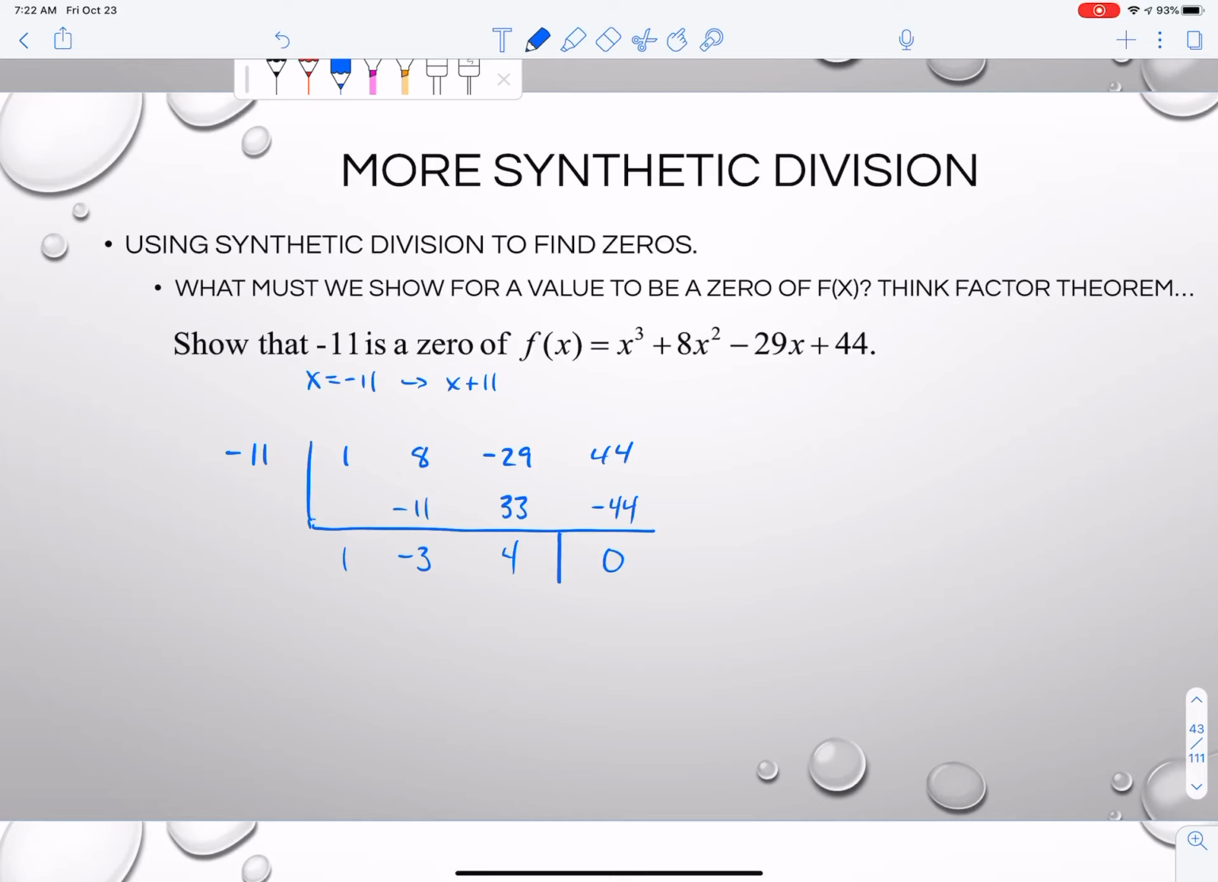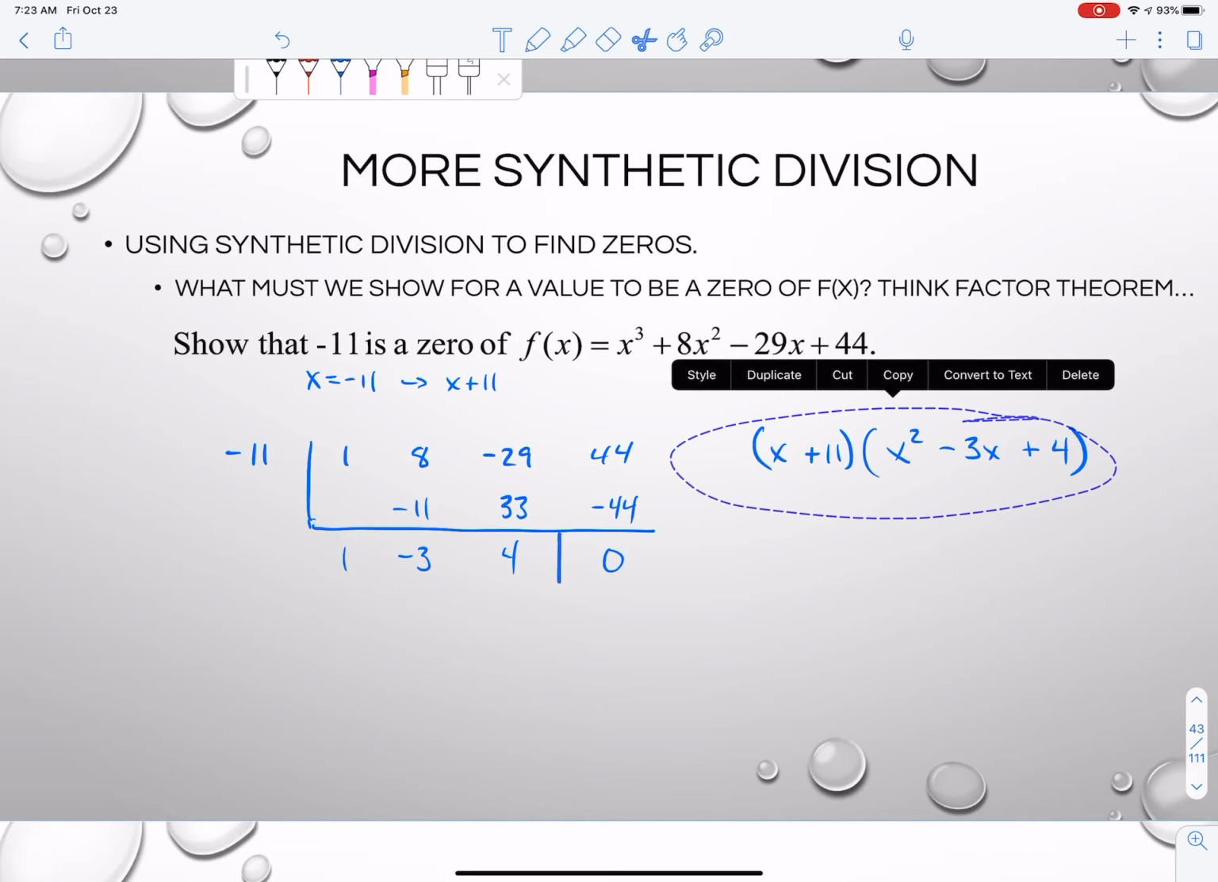So again, remember I said this is my quotient. Just like before, I'm looking at this in terms of only the coefficients and none of the variables, and these are in order. So this has to be the squared term, the linear term, and the constant term, times my factor of x plus 11. And if I wanted to continue factoring this, I could continue on from here.